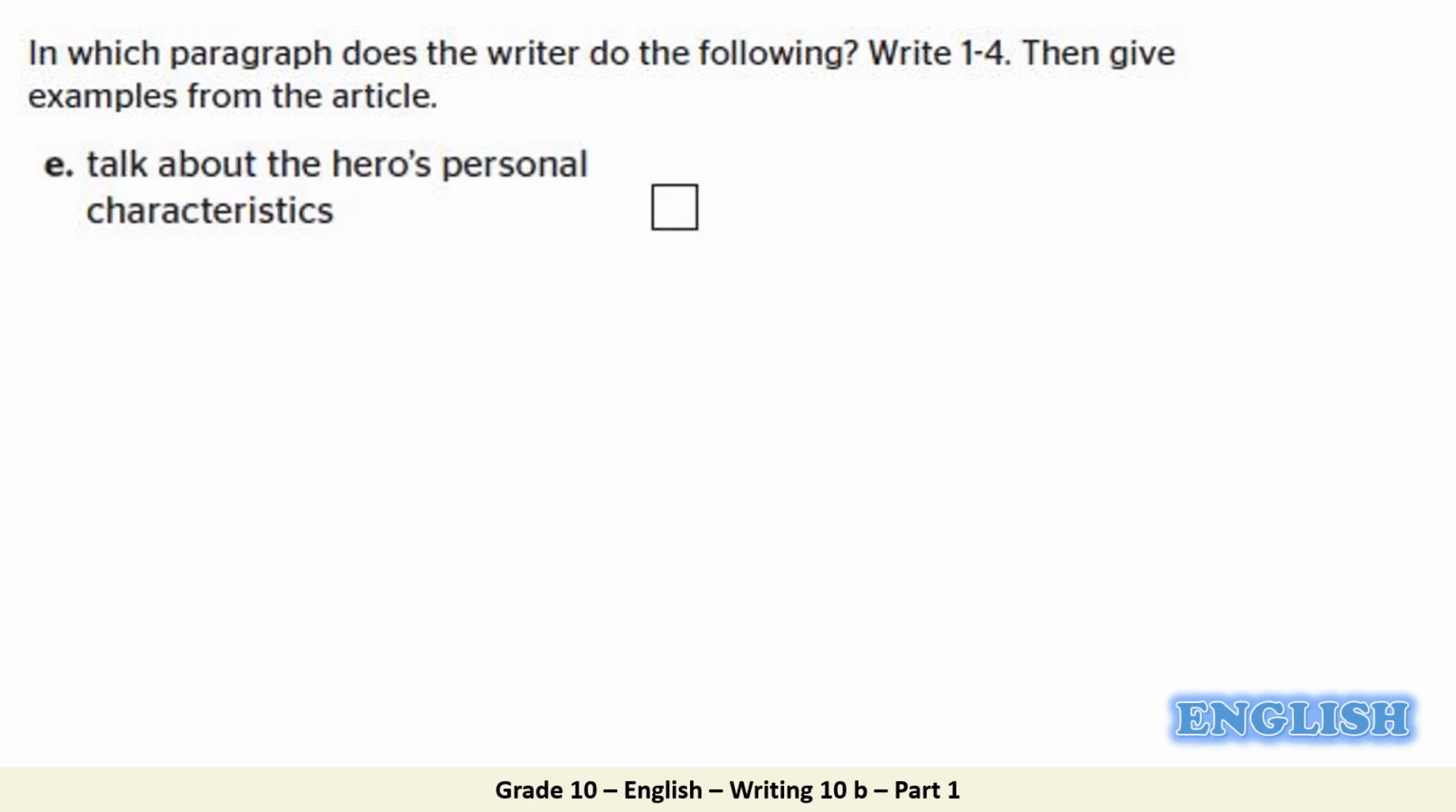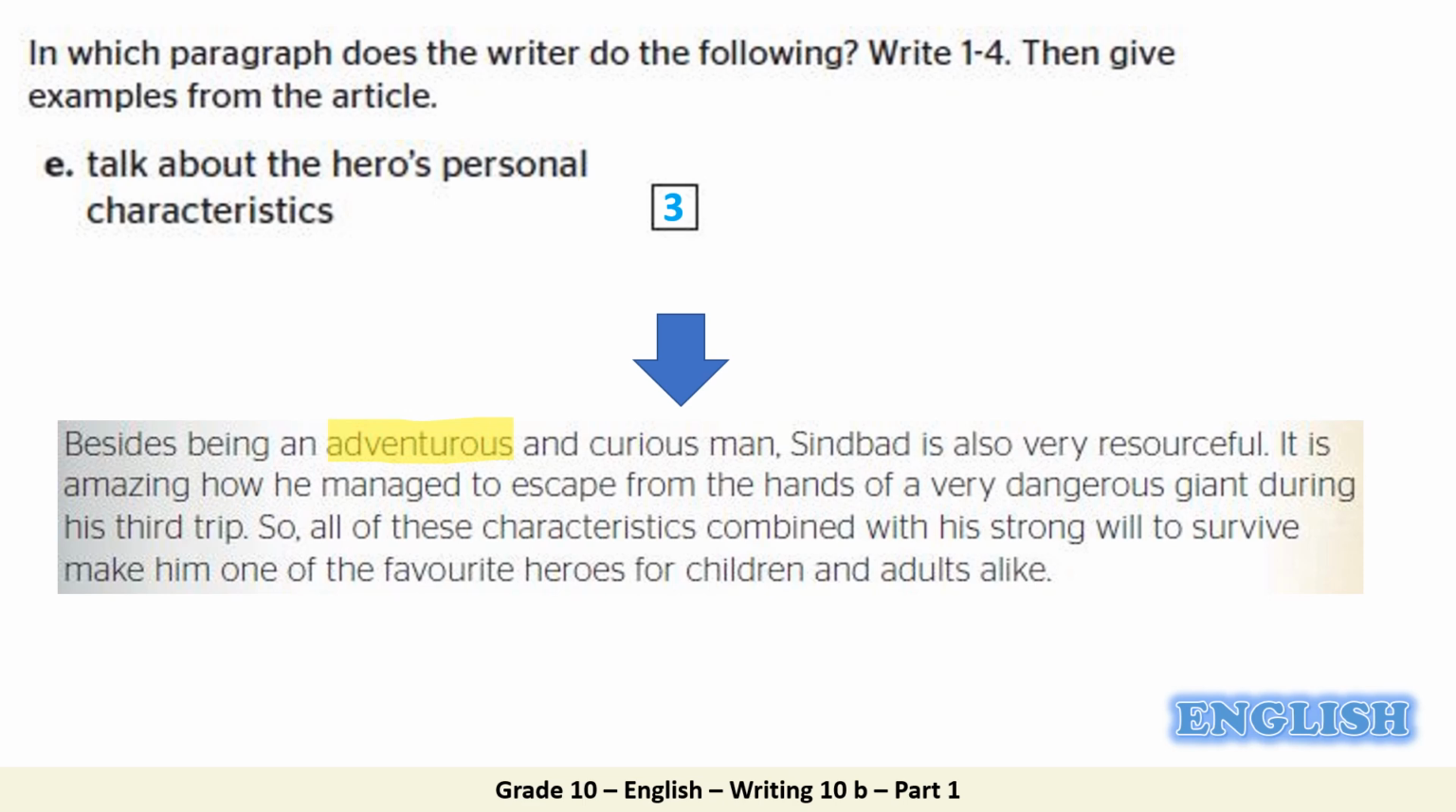Statement E. In which paragraph does the writer talk about the hero's personal characteristics? So when we say characteristics, we are going mostly to mention some adjectives. Okay, so that was in paragraph... Very good. Paragraph number 3. Okay, you can see he used some adjectives: adventurous, curious, resourceful, and his strong will.